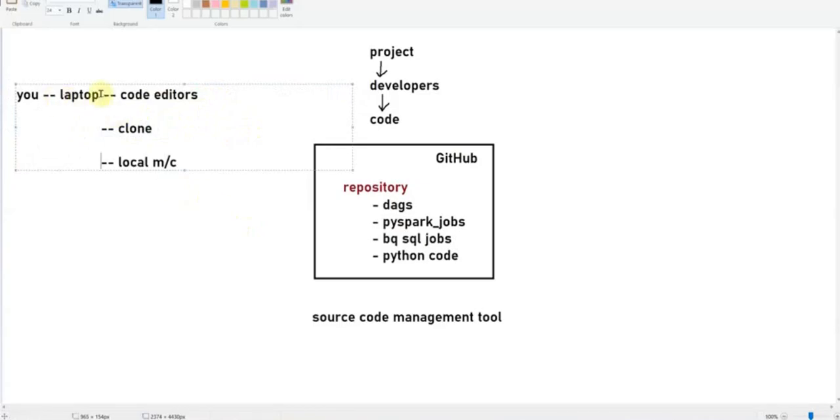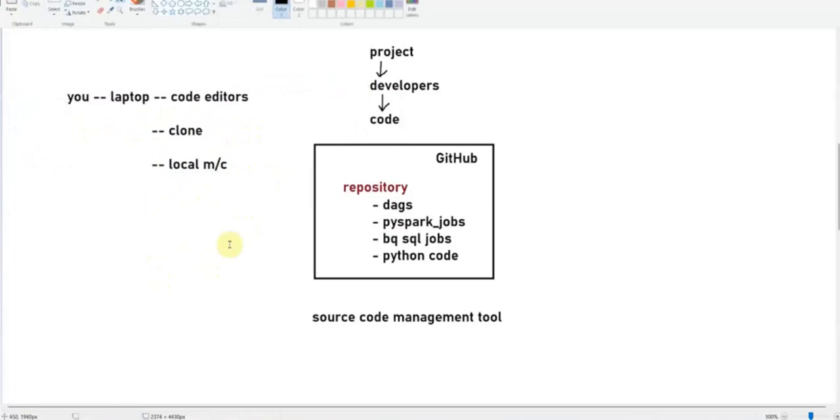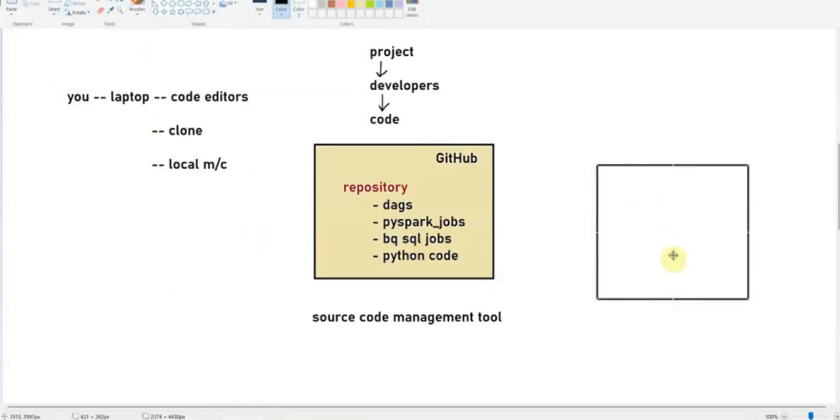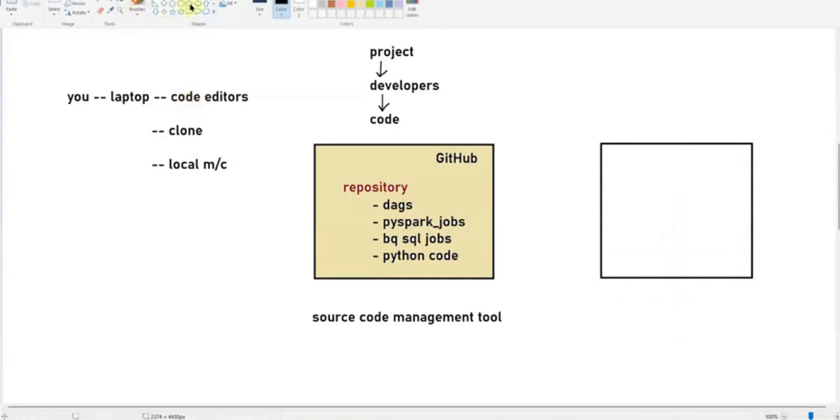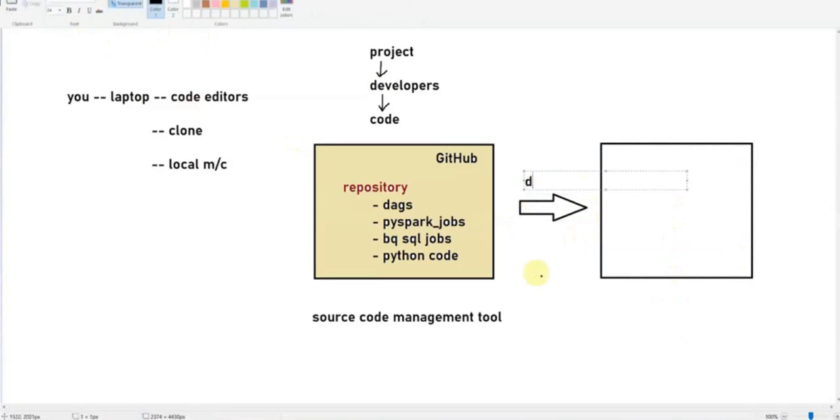Assume that you joined the project, the company, today only. They say, hey, we are working in this particular project where our entire source code is available over GitHub. From this GitHub repository only, the code will be deployed on Airflow.